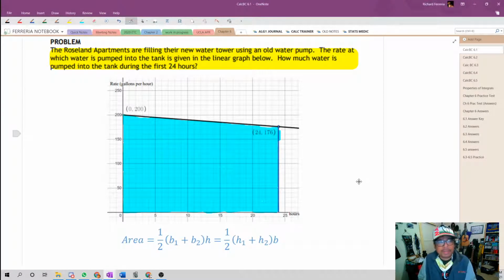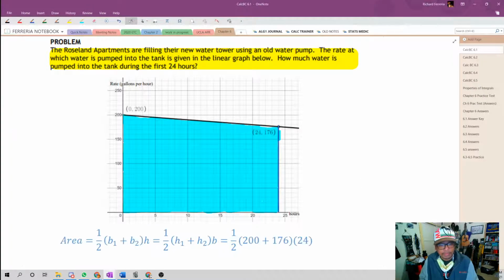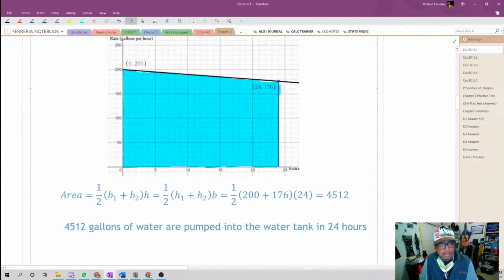All right, anyways, let's substitute some numbers in here. 1/2 of 200 plus 176 multiplied by 24. That gives us 4,512, which tells me that 4,512 gallons of water are pumped into the water tank during the 24 hours.